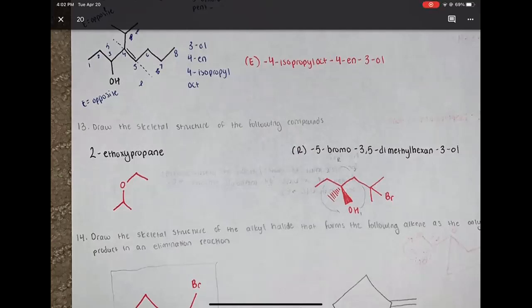Okay, wait, now that I'm looking at it, I'm starting to second guess myself. 2-ethoxypropane. Ethyl prop, that's going to be 4. 3, 4. I thought, what? But why is it right? So who wants to explain this to me?